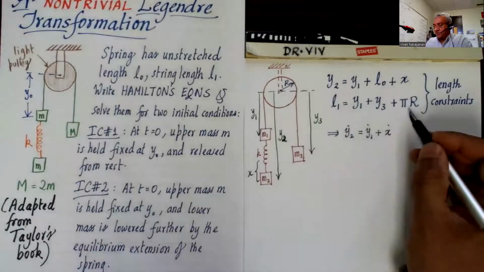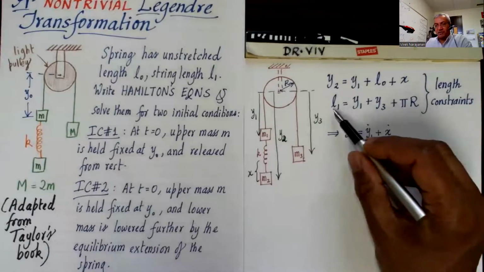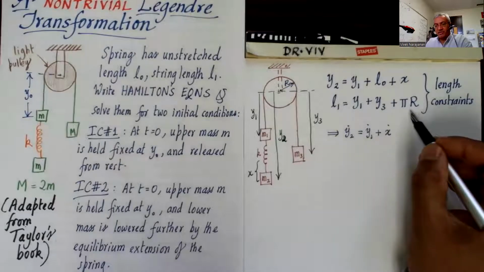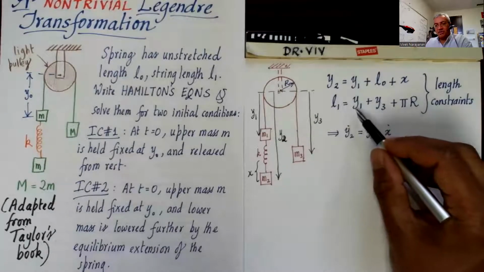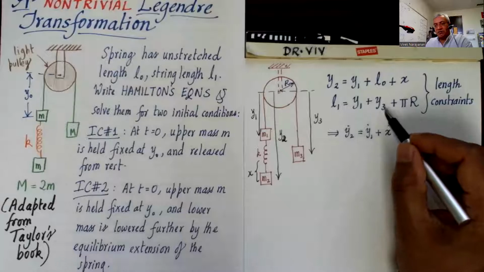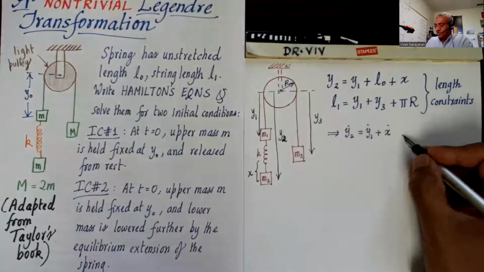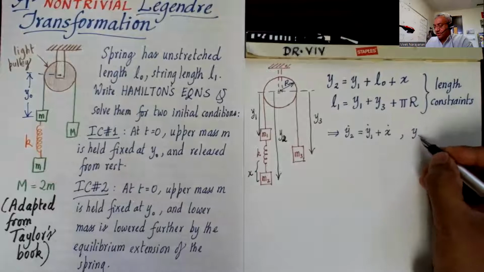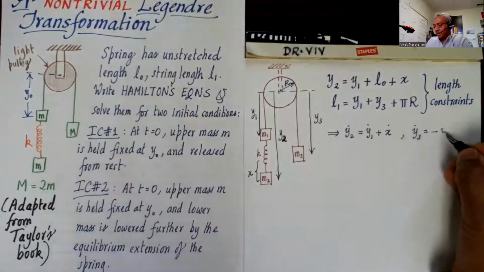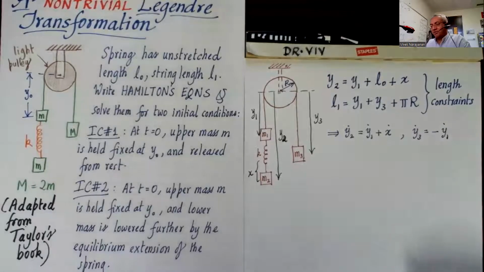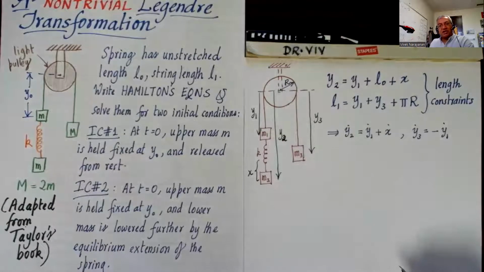This constraint, when differentiated, I get 0 when I differentiate L1, and I get 0 when I differentiate pi r. So I just get y1 dot plus y3 dot equals 0, or in other words, y3 dot equals minus y1 dot. So that's what I get from differentiating the constraints. And it's time now for us to write the Lagrangian.